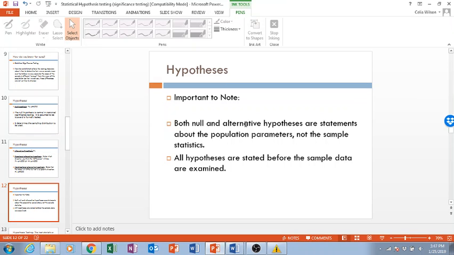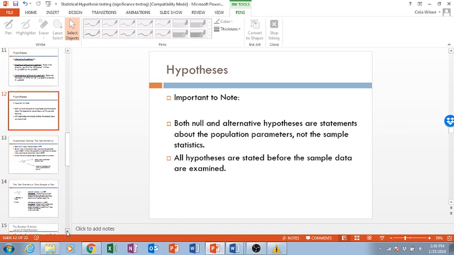Okay. So both a null and alternative hypotheses are statements about the population parameters, not the sample. And I will guarantee you that most research articles you read have forgotten this. They are talking in terms of the sample. Okay, so just kind of keep it in the back of your mind that we're actually talking about the population parameters. And of course, just like we teach our kids, starting with those first science fair projects, all hypotheses are stated before the sample data are examined. Right? You're going to state what you think is going to happen before you do your testing.